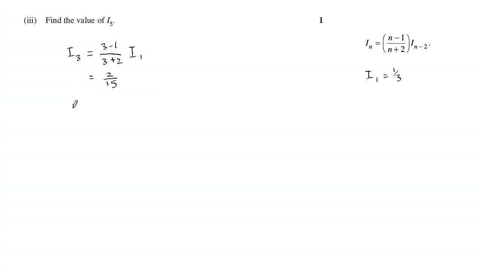Okay, so that's 2 on 5, and I1 is a third, so that's going to be 2 on 15. And then from there we can work out I5. Just plugging 5 into there, we get 5 minus 1 on 5 plus 2 times I3. So 4 on 7 times 2 on 15. So that makes 8 on 105.